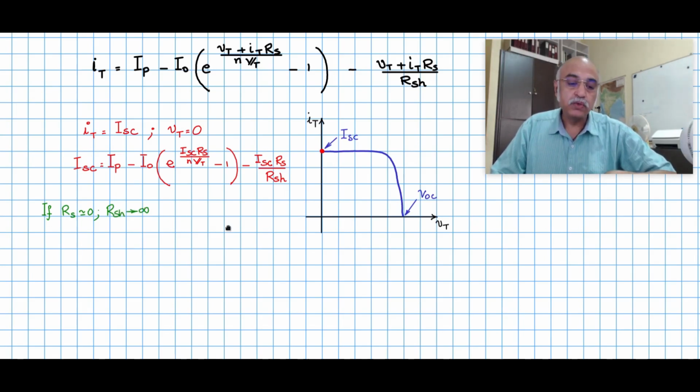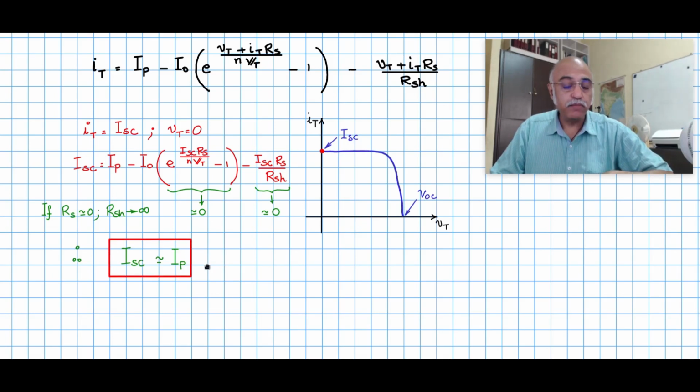And using these two ideality constraints in these equations, we see that when Rs is substituted with 0, then e to the power of 0 is 1, and 1 minus 1 is 0. This quantity vanishes. And ISC Rs by R shunt, Rs is close to 0, R shunt is tending towards infinity, so this quantity also is approximately equal to 0. Therefore, we come to this conclusion that ISC is approximately equal to IP, the photocurrent.